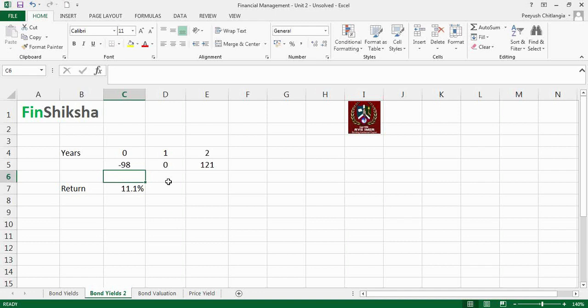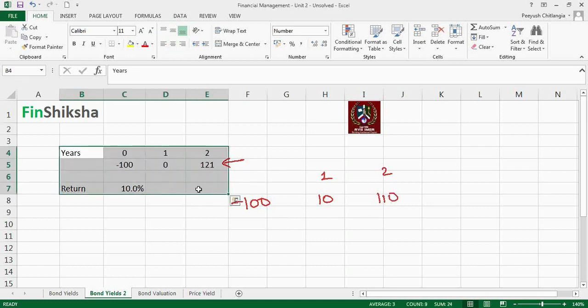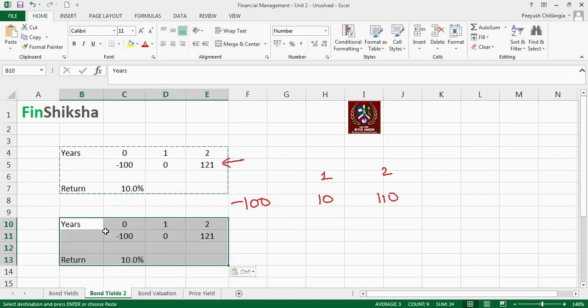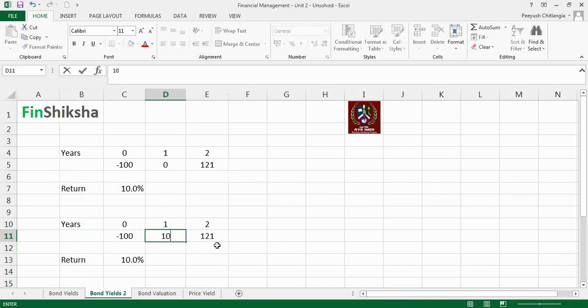Now we could change this a little bit, and remember our discussion, let's change this entire set of bonds and say that instead of a bond that gives 121 at the end of the second year, can we have a bond that takes 100, gives 10 in year 1 and gives 110 in year 2, right? So what I'm going to do is copy this and paste it here, and then change the yardsticks of the second bond to this.